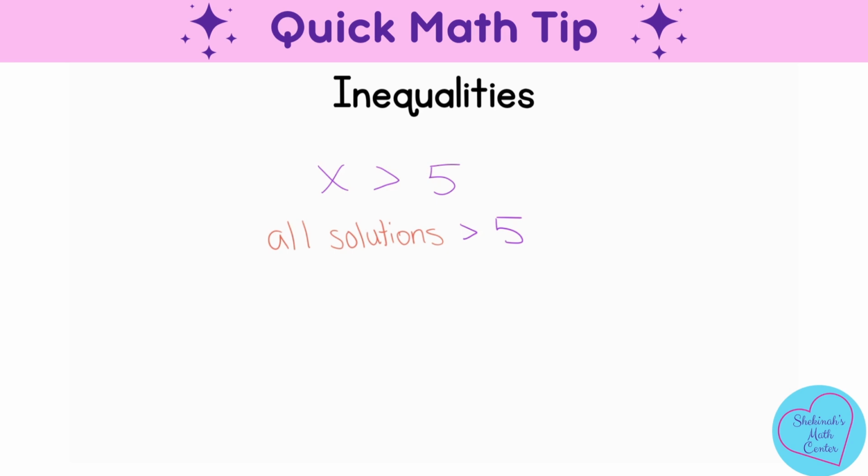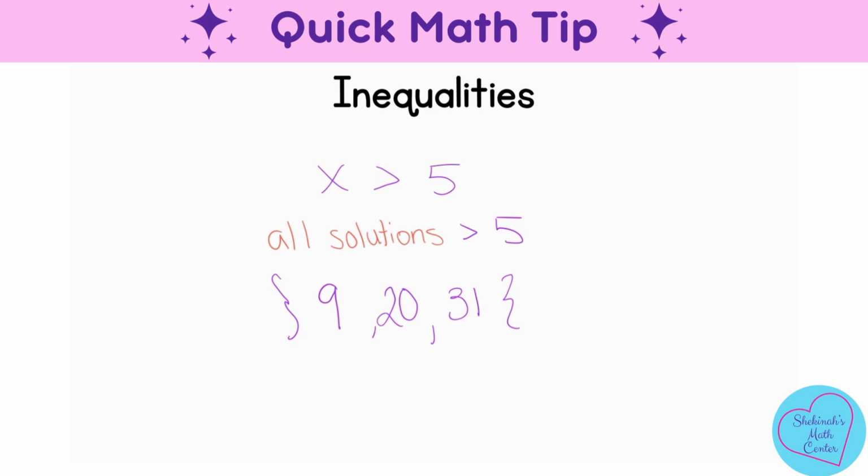Let's make a solution set. A solution set is numbers that make your inequality true. So let's come up with 3 numbers that are greater than 5. 9 is greater than 5, 20 is greater than 5, and 31 is greater than 5. Now we understand where our solutions lie on the number line.